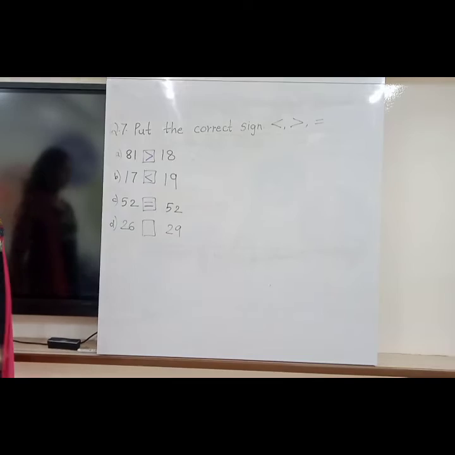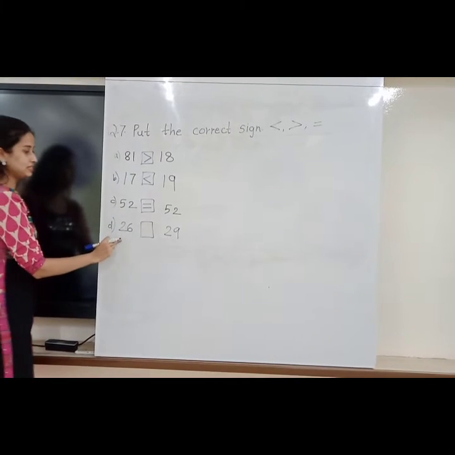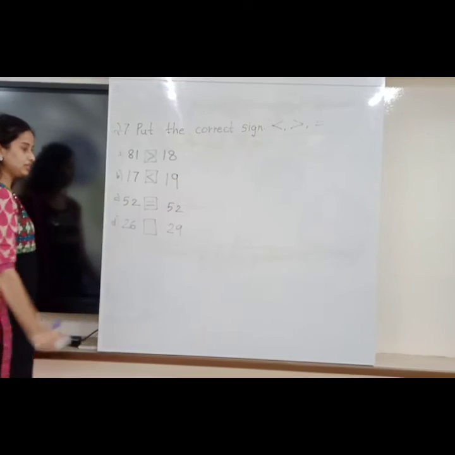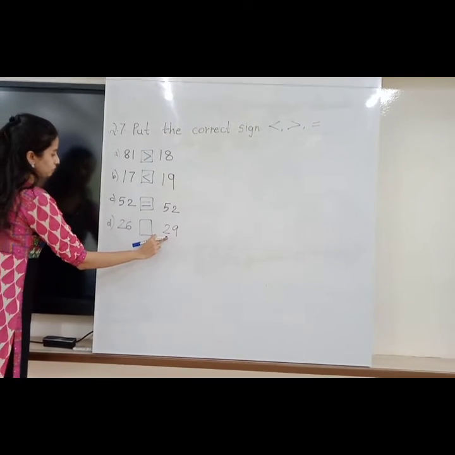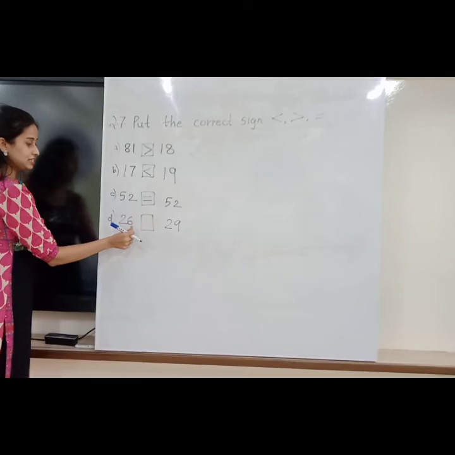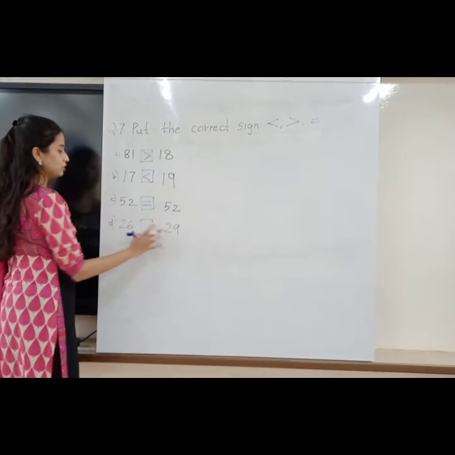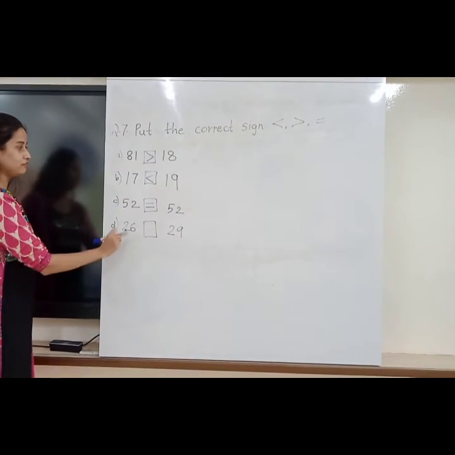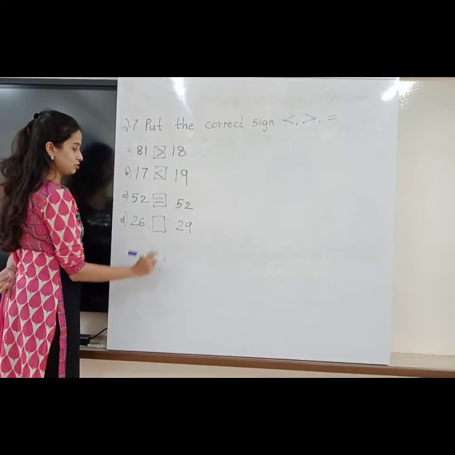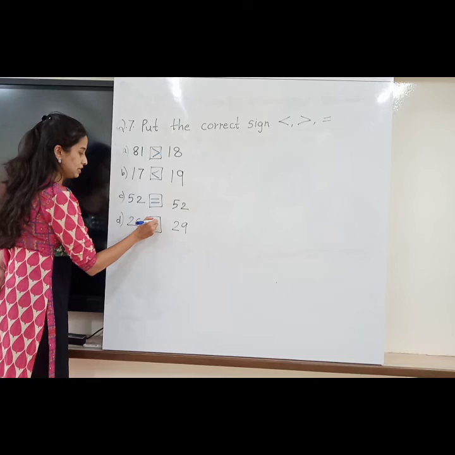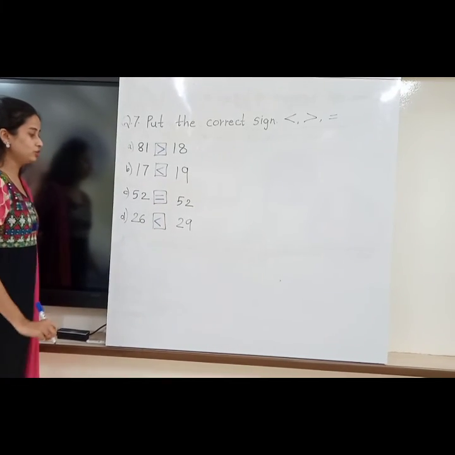And in the last sum, you see there is 26 and 29. Again, on the tens place you see here there is number 2. Here also there is number 2. And here you can see there is 6 and 9. So only in this place numbers are different. So again which is the bigger number? 6 or 9? It's 9. So 29 is bigger than 26.